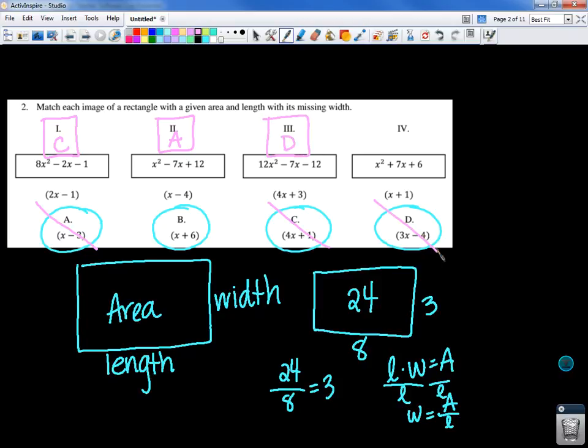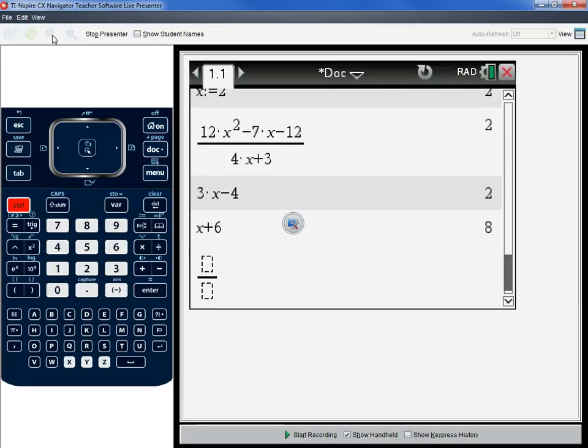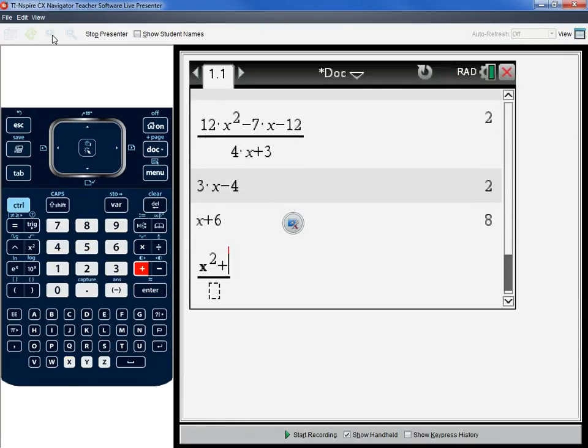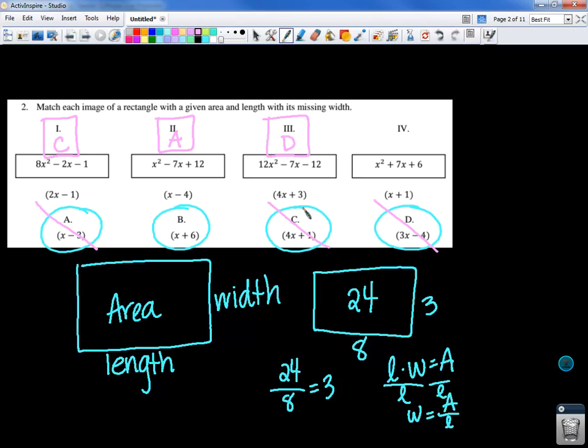Okay, and then let's go ahead and do number 4 as well. So I have the area of x squared plus 7x plus 6 divided by the length of x plus 1, which gives me a value of 8. And I can see that that's my x plus 6. I still have that on the screen from the previous one. So it's x plus 6. This one, x plus 6. All right.